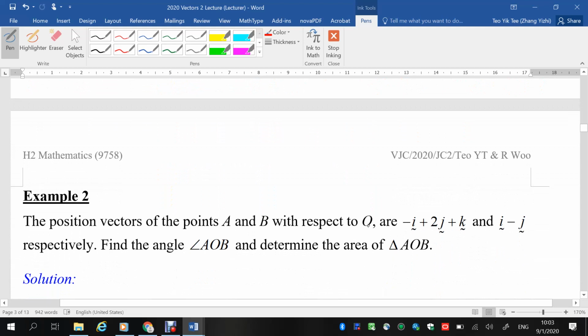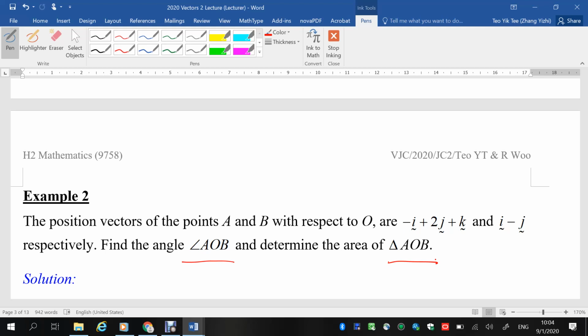With all these little rules in place, let's handle example 2 now. Same thing, the setting of the question is always like that. I'll give you a position vector of A, position vector of B. Then I ask you to find the angle AOB, and determine the area of triangle AOB. A new skill that I wish you will pick up for vectors is sketch. I know some of you, the power of imagination is very strong, but by all means, please sketch. It will help you visualize.